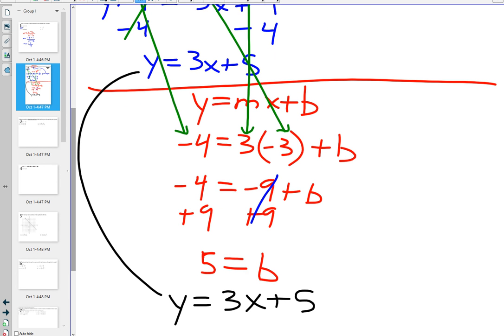Either way, you end up with the same thing. There's no other way to do it. You've got to do one of the two. Any questions?